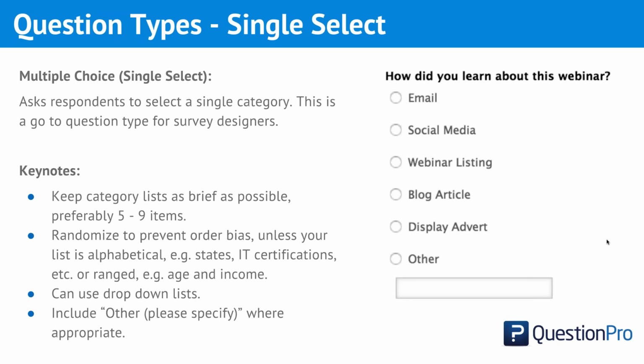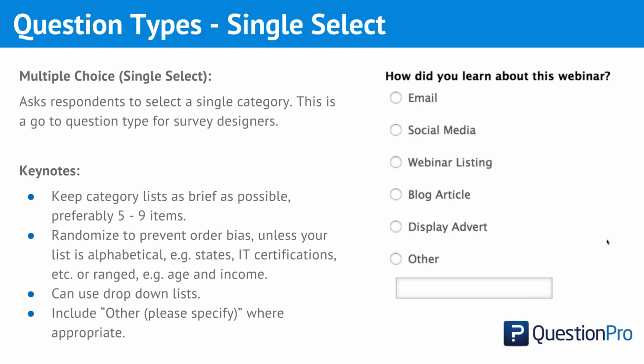You want to randomize those lists in order to prevent bias, unless the list is alphabetical in nature, such as states, or IT certifications, or vendors, or ranged options such as age and or income. You can use drop-down lists, particularly if you are short on space or short on visual space. Drop-down lists can be very handy there.